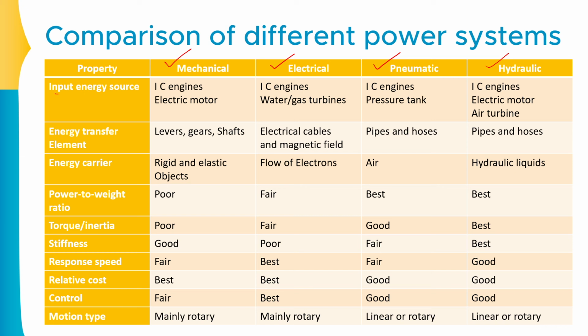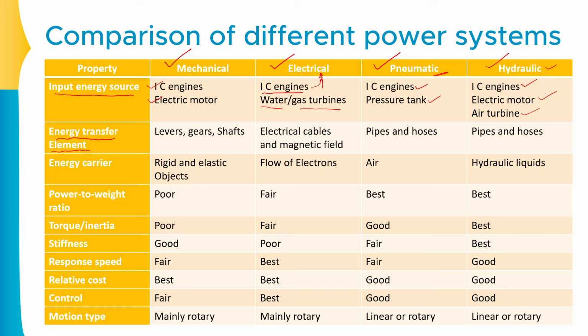So when it comes to input energy source, mechanical system uses the IC engine or electric motors. The electrical systems use the IC engine or water or gas turbines, because the electricity is generated from the water or gas turbines or IC engines. At the same time, for the pneumatic, we need to increase the pressure. So the pressure increase can be done using the IC engine or the pressure tank. In the hydraulic also, what we need to do? We need to increase the pressure of the fluid. It can also be done using the IC engine, electric motor and the air turbine. All three are compatible.